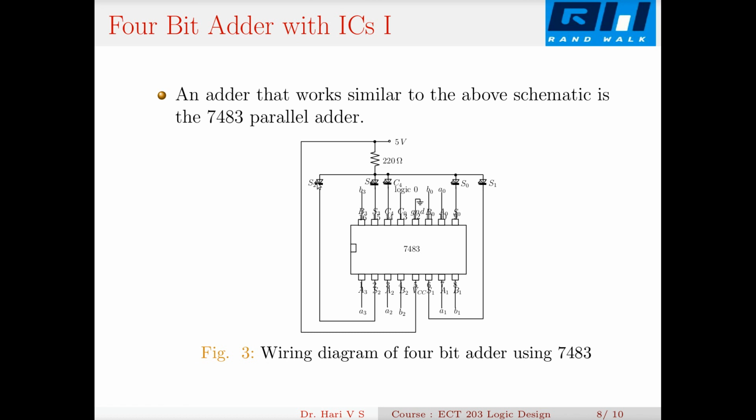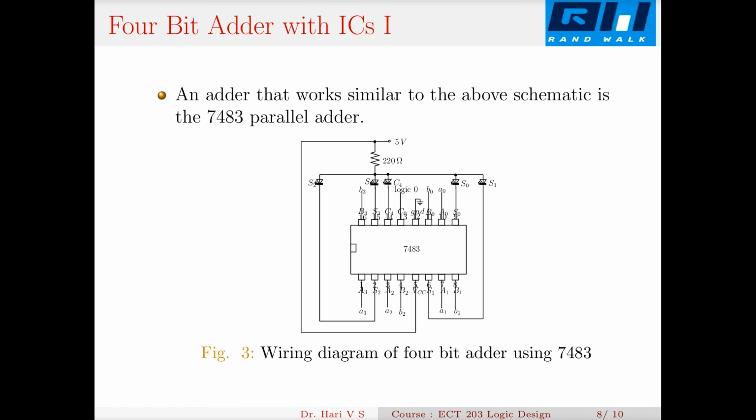LEDs to C4, S3, S2, S1, S0, normally one way through a 220 ohm resistor, and you can connect these A and B numbers to toggle switches. Then you can toggle these switches and apply patterns of your liking, and you can verify this output. The output will be my C4, S3, S2, S1, S0. That will be your sum. So you can verify in the lab.